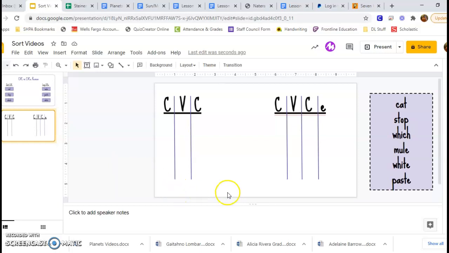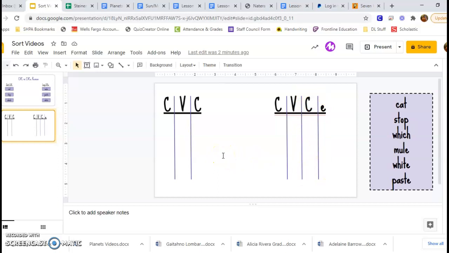All right, so we can do a few of them here together as an example. So I have all of our words from the last page: cat, stop, witch, mule, white, paste, and I have 2 charts here that I made. All I did was I wrote the word CVC, underlined it, and then I drew lines in between to make these columns to separate the C's and the V's. And then in my second group, CVCe, again, underlined it, and then drew lines in between to separate the columns. So this is super simple.